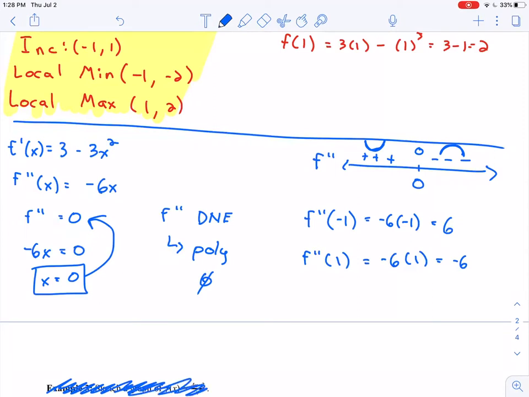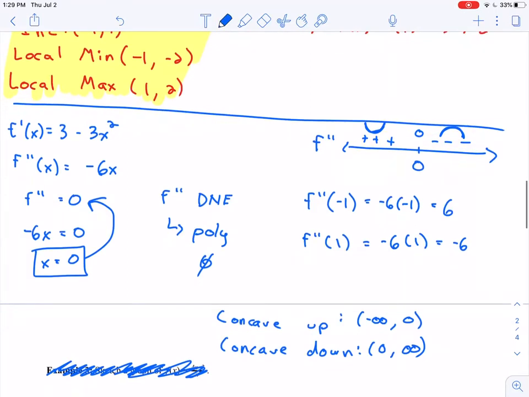This tells me that my graph is concave up on negative infinity to 0. It is concave down on 0 to positive infinity. And then right here at 0, if I look at the behavior on either side, we have a change from positive to negative. That means that x equals 0 is the location of an inflection point.